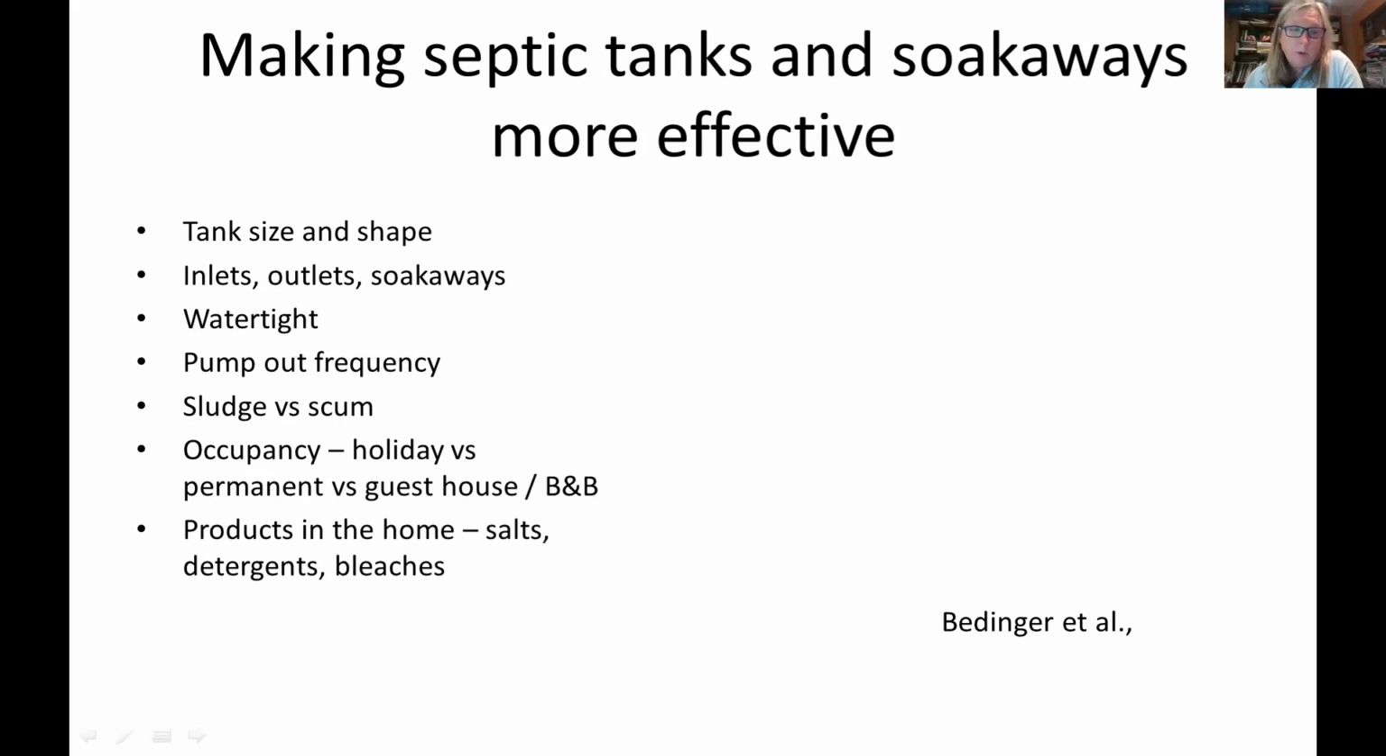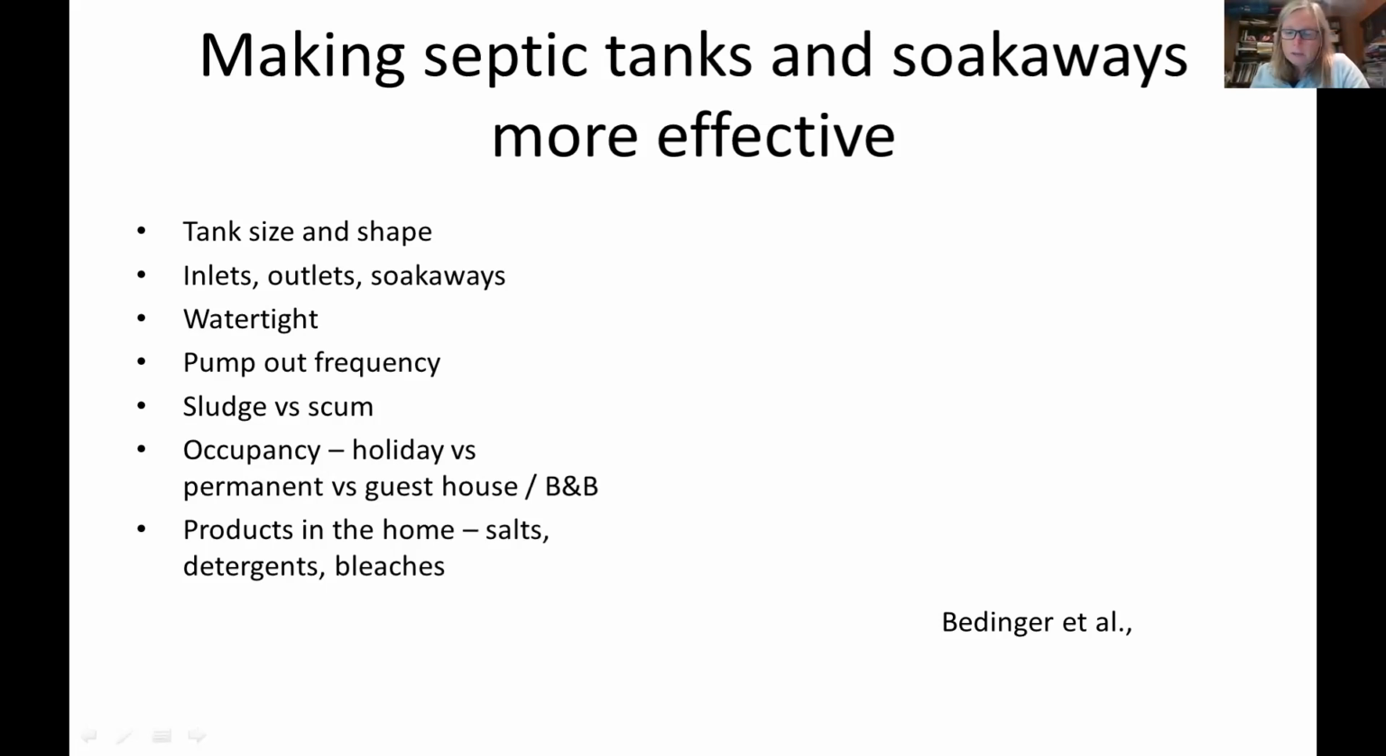Septic tanks need to be watertight. If they are receiving water from the soil around them, then that's diluting the process and filling the tank up far too quickly. If water is leaking from your septic tank out into the soil, then you've got pollutants going directly from the septic tank into the environment and bypassing your soakaway.